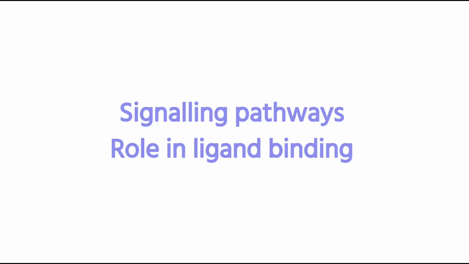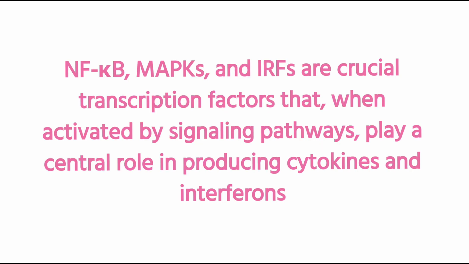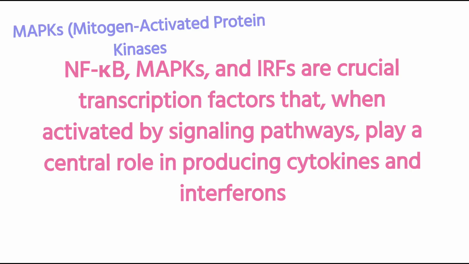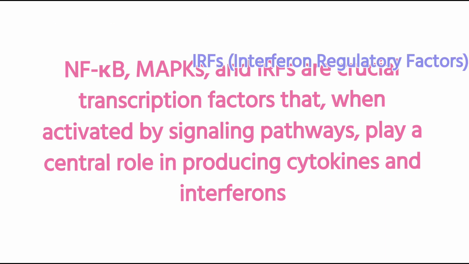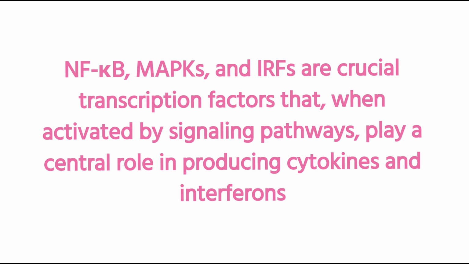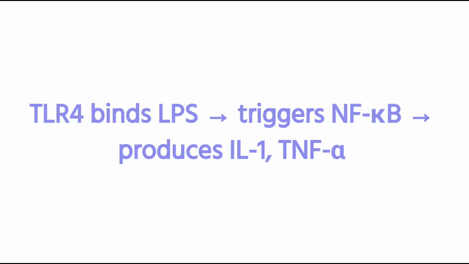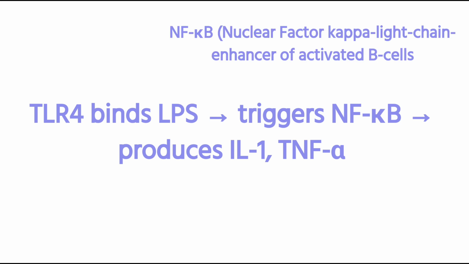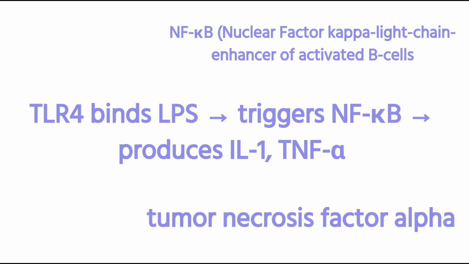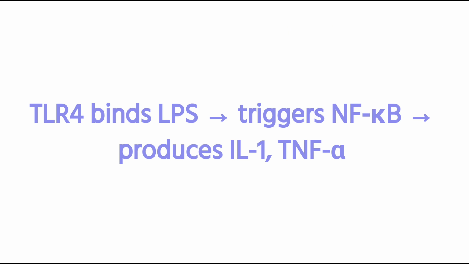They have an important role in ligand binding and all these functions. They activate NF-kB, MAPKs and IRFs to produce cytokines and interferon, so they are important in various signaling pathways. Then TLR4 binds to LPS, which further triggers NF-kB and then produces interleukin 1 and TNF alpha. This is one of the examples.